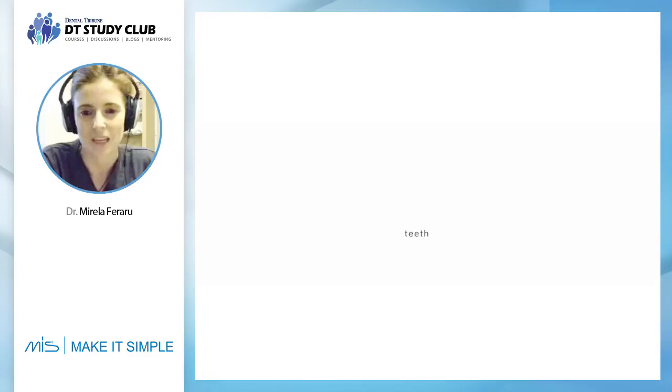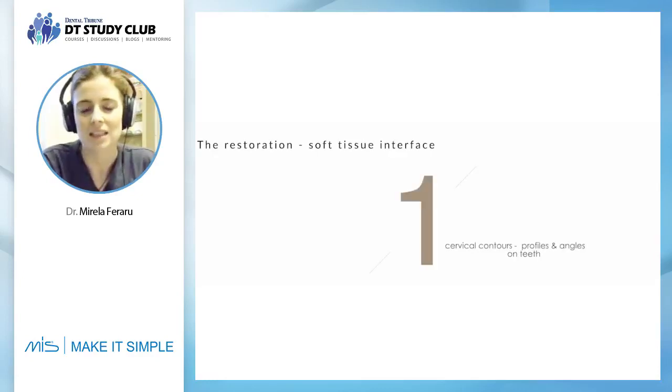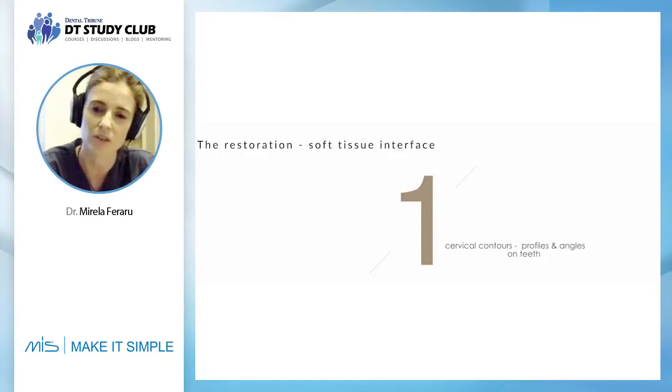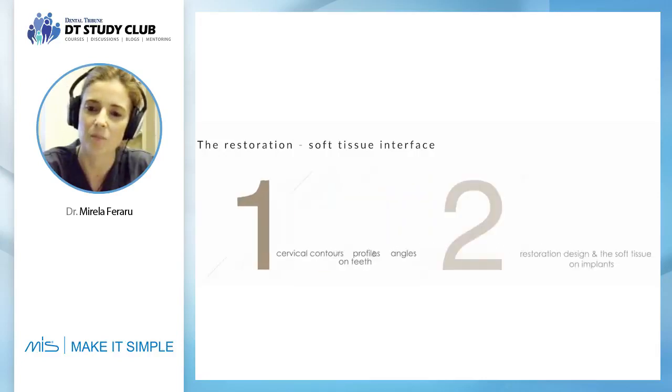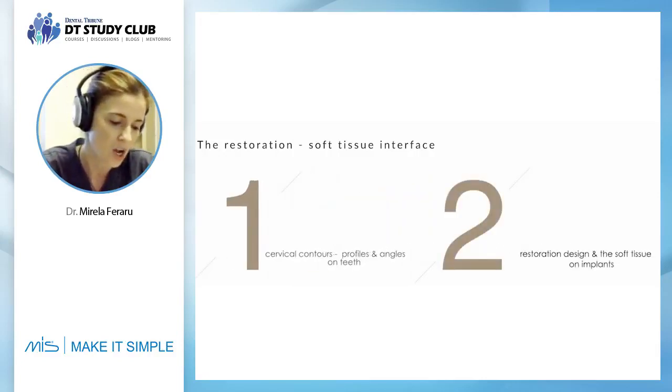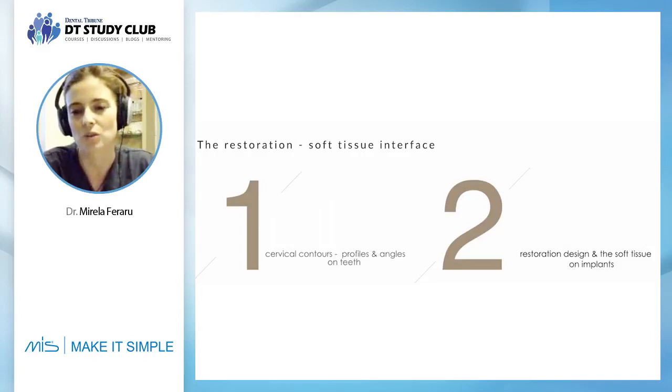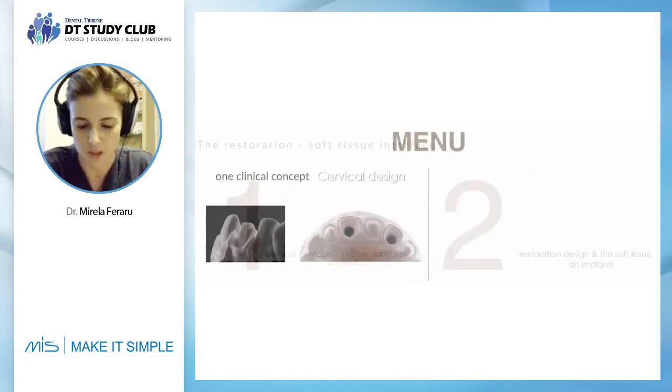So basically, in the next hour, the presentation is divided into two parts. We will discuss a little bit about the cervical contours of our restorations, some aspects regarding the profiles, when you talk about natural dentition. And in the second part, we will concentrate more on how we contour our restorations related to the soft tissues, and also some aspects related to the importance of the soft tissues when we talk about implant-supported restoration.